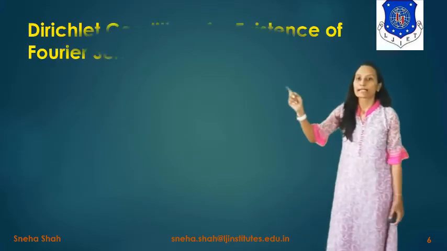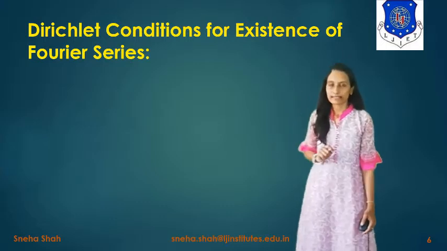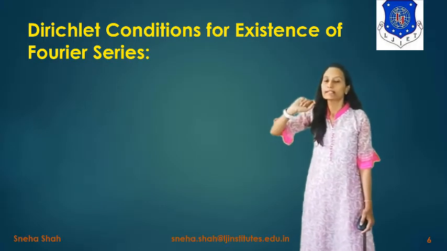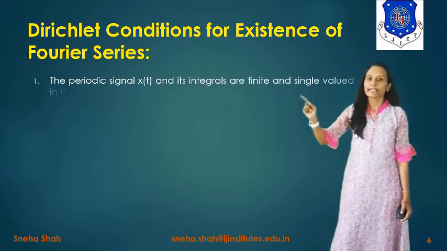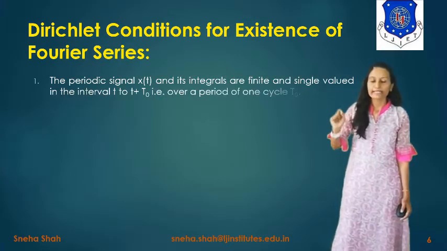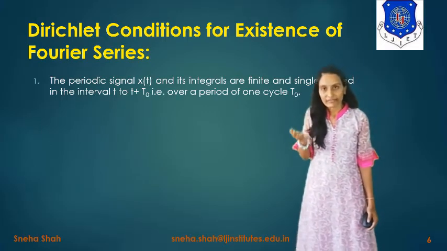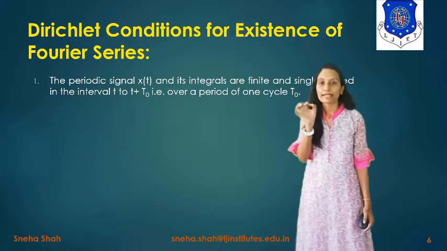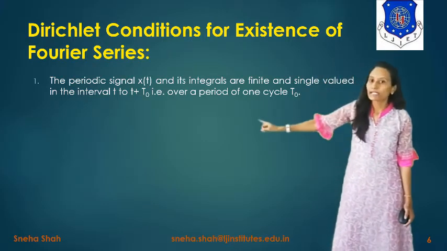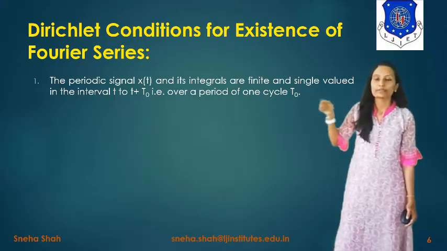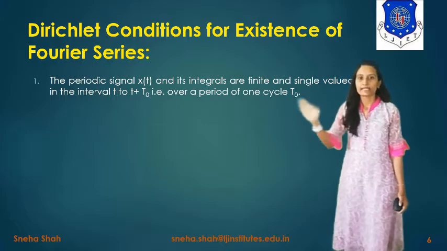These conditions will be considered as Dirichlet's conditions for the existence of Fourier series. The first condition is that the periodic signal x of t and its integrals are finite and single valued. It means the value should be finite as well as single valued. For any particular input, only one value should be there, in the interval of t to t plus t0, over one finite period of time called t0.